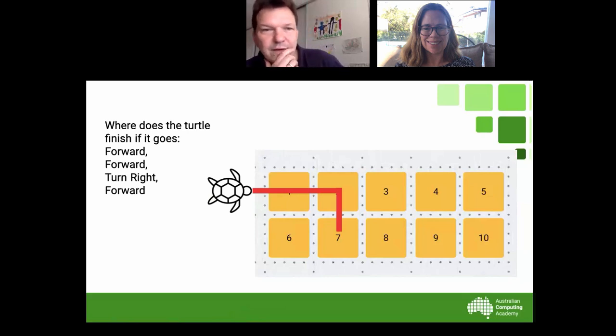Okay. So, Nicola, you're saying that turning is not moving, isn't it? It's just staying on the same place. It's like if I was standing up in my bedroom and I turned from the door to look out the window, I would turn on the spot. And then my next instruction, I'd move forward.